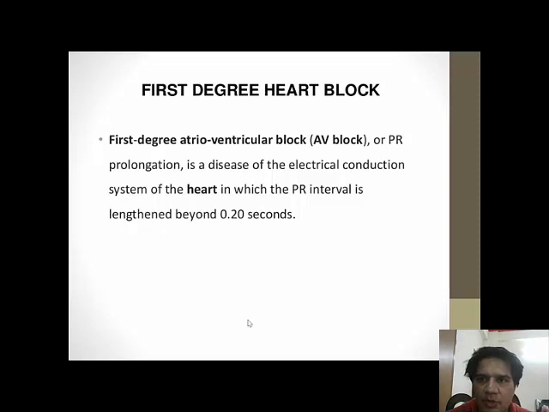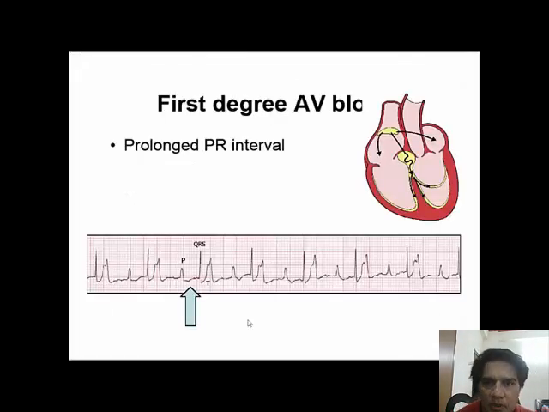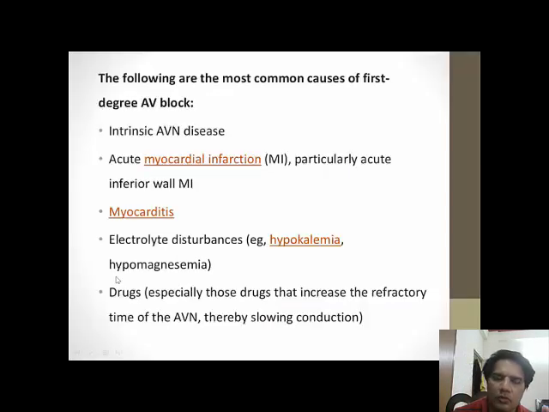So first degree AV block, or PR prolongation, is a disease of the electrical conduction system of the heart in which the PR interval is lengthened beyond 0.2 seconds. That is 5 small boxes, because one small box denotes 0.04 seconds. So you see here the P, and here this is prolonged. It is beyond 5: 1, 2, 3, 4, 5.